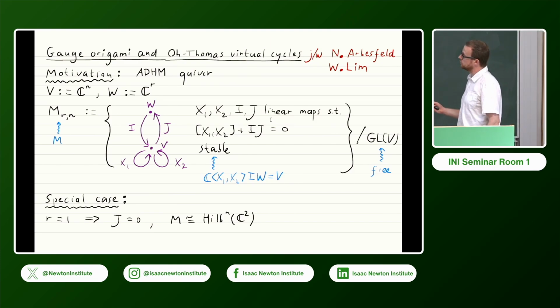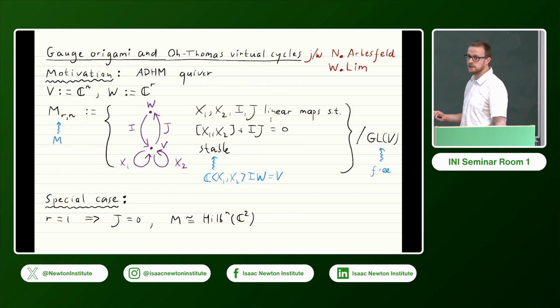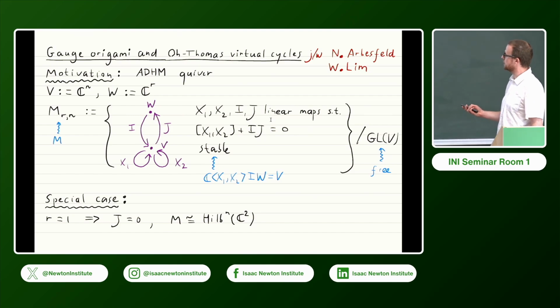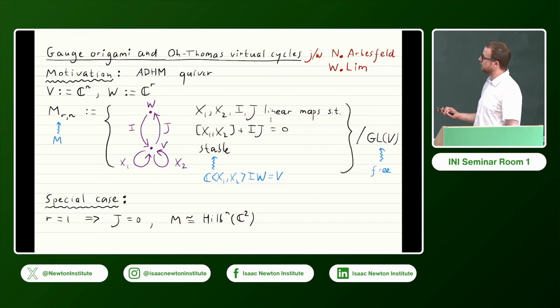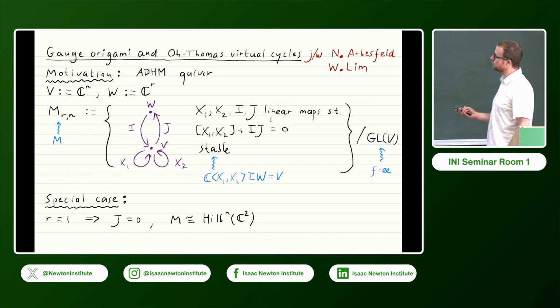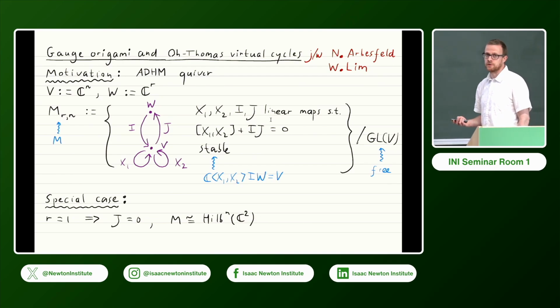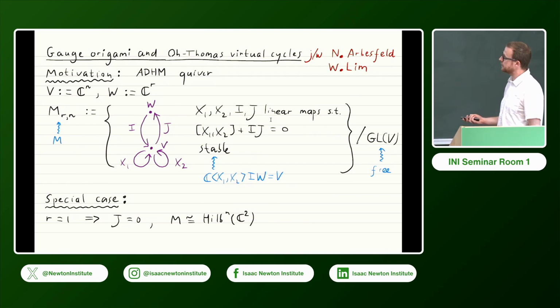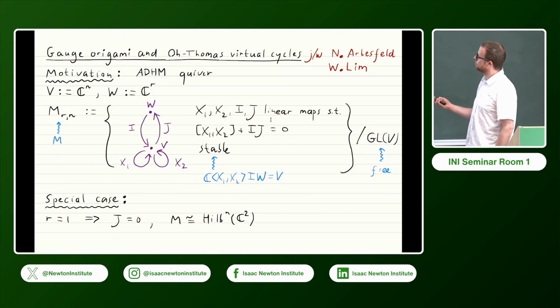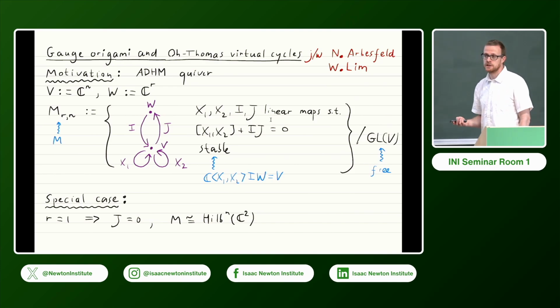So then you can act on this by change of coordinates of V. And because we have this stability condition here, this will be a free action. So we can form this quotient, and this will be our moduli space M_{r,n} of representations of this quiver. So sometimes I'll drop the r and the n and simply write M. And one special case you can look at here is by taking this rank r of W equal to 1. Then it turns out that you can actually show from these equations that J has to be 0, and you found a quiver description of the Hilbert scheme of n points on C^2.